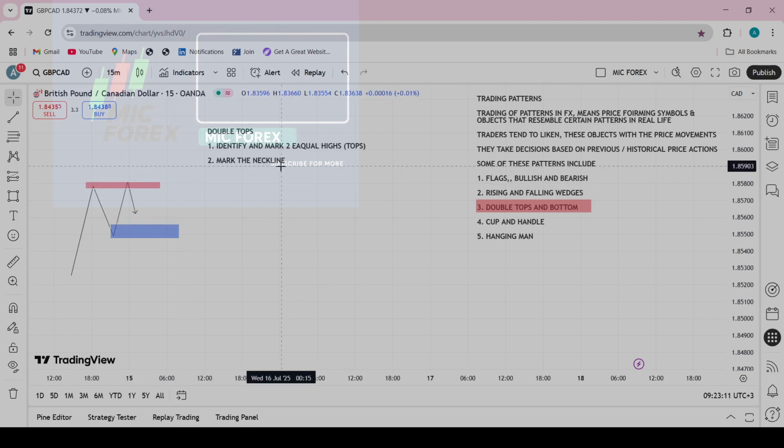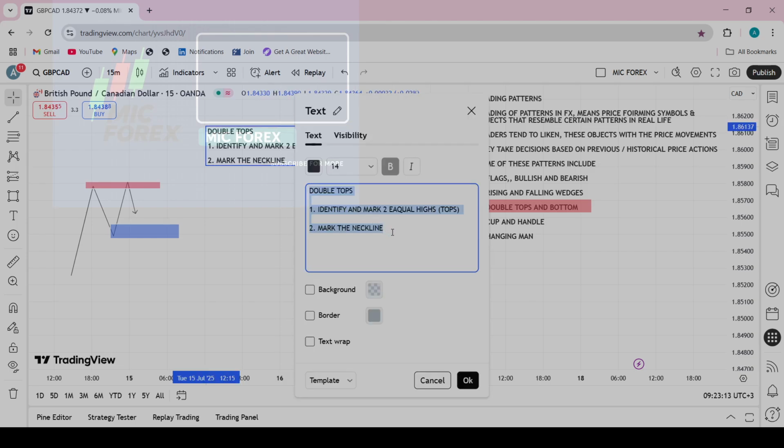So you mark the neckline. I've shown you what is the neckline. Number 3, you wait. Remember, I told you in Forex, everything is wait and wait and wait. So we are back again at waiting. So what do you wait for?